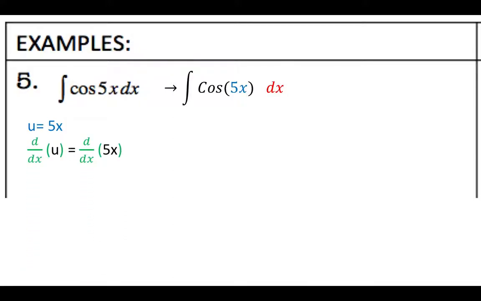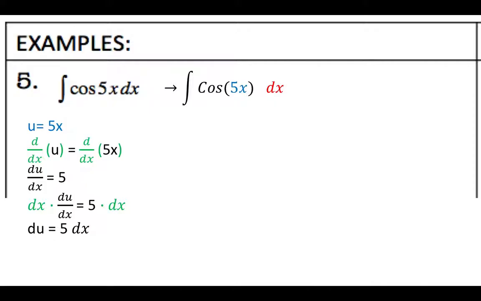Next step is take the derivative of both sides with respect to x. Once you do that, the derivative of 5x is just 5. On the left here, you just have du dx. Next up, in order to solve for dx, you're going to multiply both sides by dx. Over here on the left side, these cancel. You're going to be left over with du is equal to 5 times dx. Great. So now we have our du.